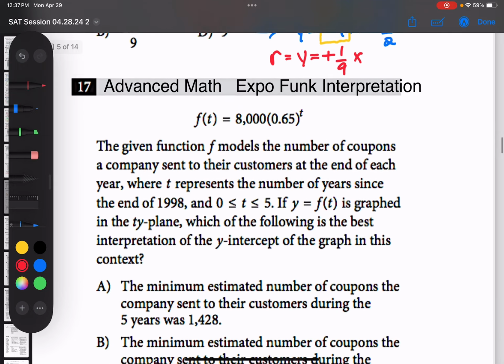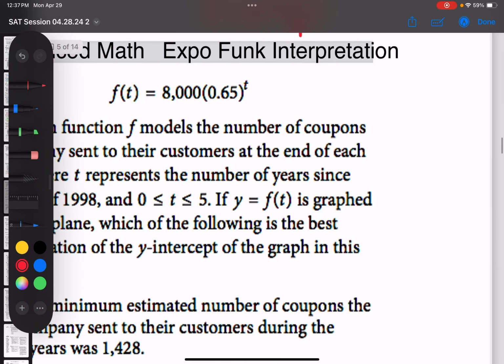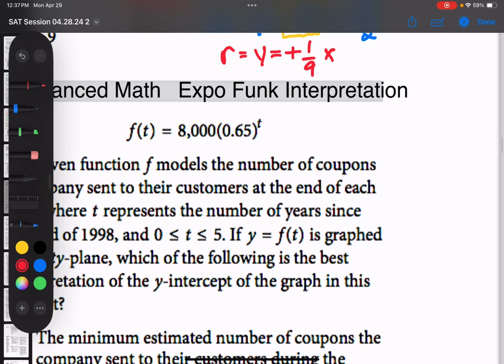Question number 17. All right, we see this formula. You guys got to be ready, steady to recognize we're dealing with exponential increase. Now, what kind of an exponential increase are we dealing with? I'm going to write the 8,000 in blue. 8,000.